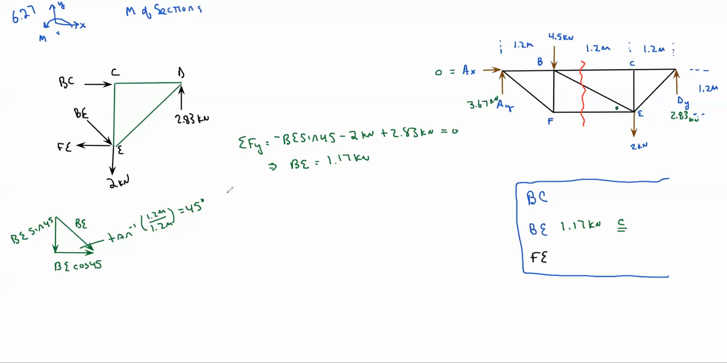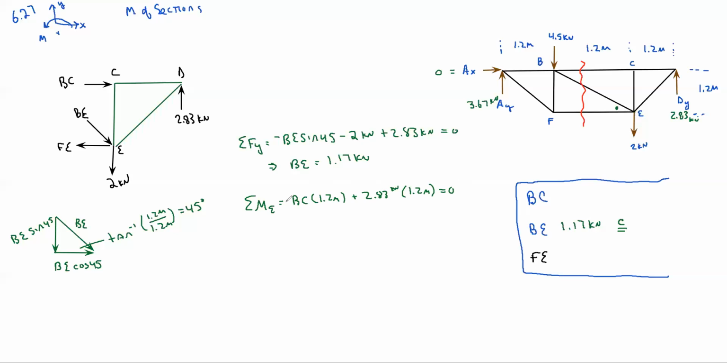Okay, does that help us though? We still don't know FE, so we can't really use forces in the x direction yet. So we're going to need to take a moment. I took my moment about point E. FE and BE are not players. The 2 kilonewtons is not a player. BC is a player, and BC has a perpendicular distance of 1.2 meters. And the 2.83 kilonewton reaction at D is also a player at 1.2 meters. That equals 0, of course, because it's at equilibrium.